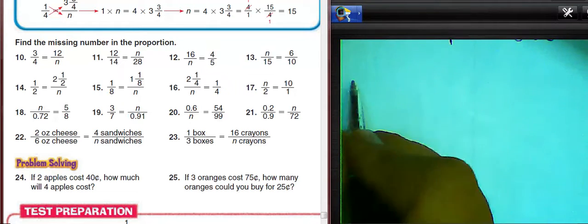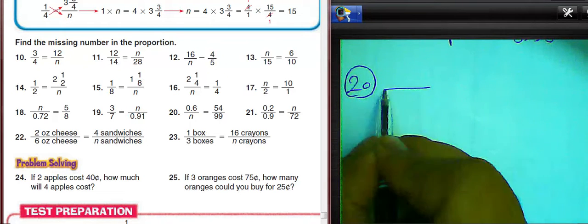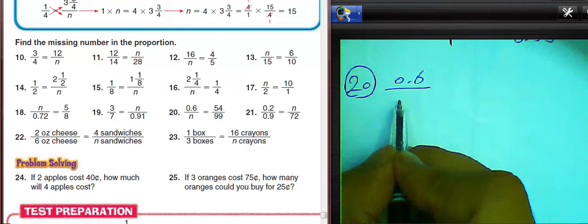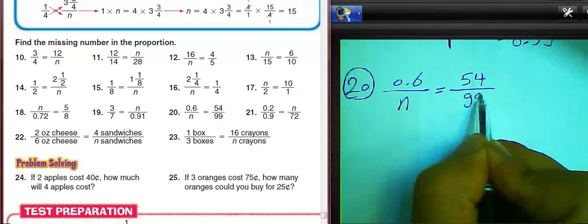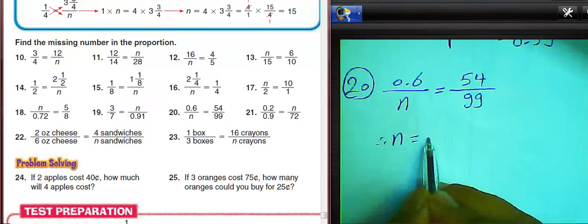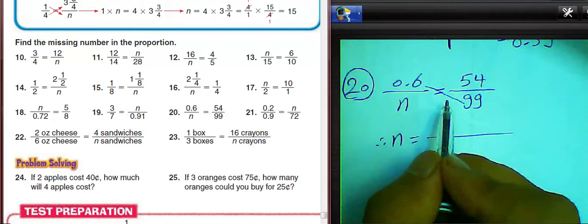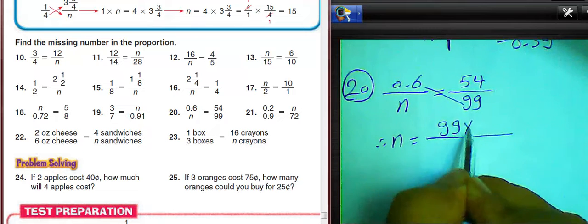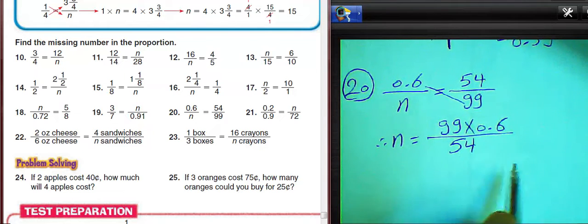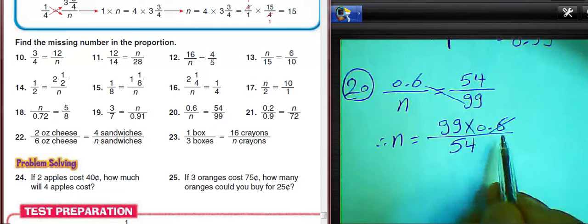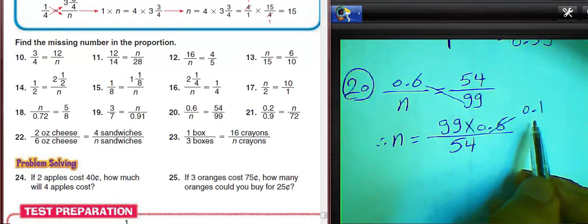Question 20. Question number 20. 0.6 over n equal 54 over 99. Then equal what? The product of extremes equal the product of means. 99 multiplied by 0.6 over 54. We know 6 divided by 6 equal 1, and the point after 1 digit.